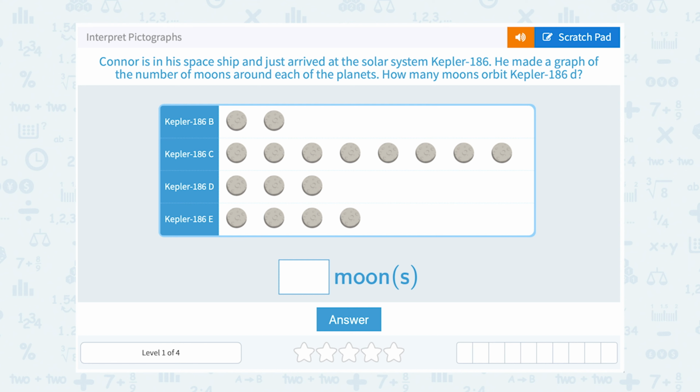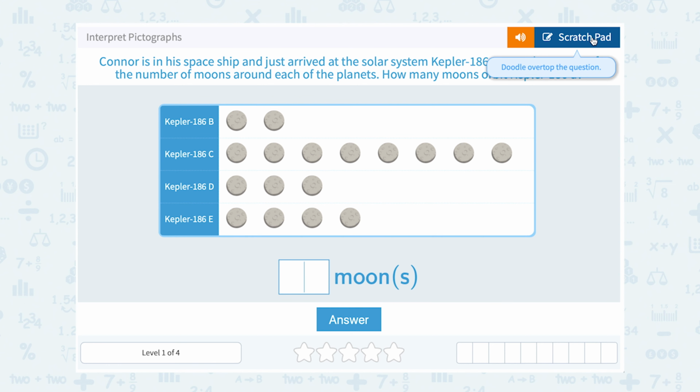Let's take a look at how to interpret pictographs. Connor is in his spaceship and just arrived at the solar system Kepler-186. He made a graph of the number of moons around each of the planets. How many moons orbit Kepler-186d?